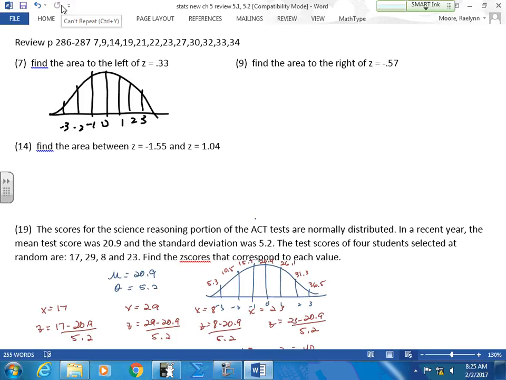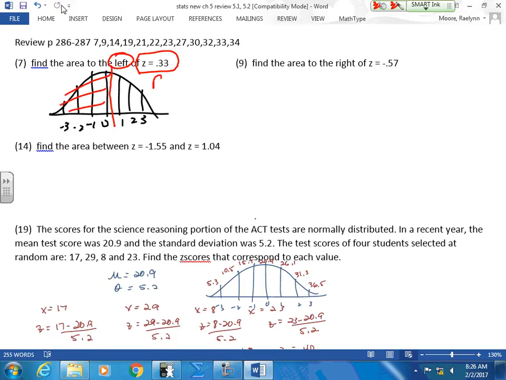So it says find the area to the left of a z-score of 0.33. Between what two whole numbers do I find 0.33? 0 and 1. I'm not a stickler on whether you're closer to the 0 or closer to the 1. This is a sketch, so anywhere between 0 and 1, I'm good. Which way am I shading? To the left.